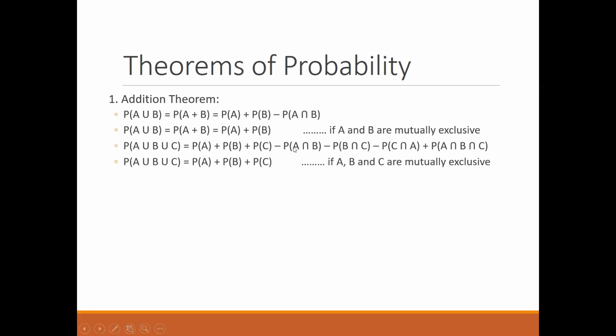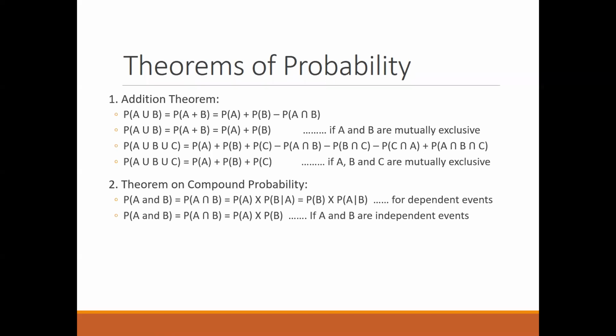And if all the events under consideration are mutually exclusive, then you do not consider anything from the intersection part because they are not going to have anything in common. That's the reason why we are using probability of A plus probability of B plus probability of C as the formula. Then we saw the multiplication theorem, especially the compound theorem. Multiplication was used for AND and not for OR. For OR we use addition theorem.